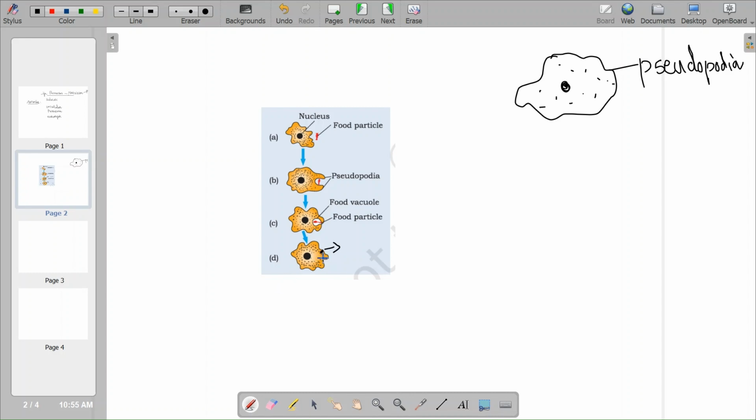So they take in the food material, that is ingestion, break down the nutrients into their simplest form, digestion, and absorb them into the cytoplasm, it is assimilated, and waste materials are eliminated out, it is egestion. Hope you understood about the digestion in amoeba.